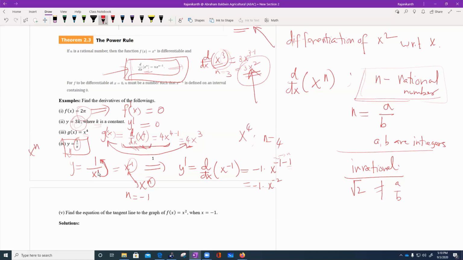So you could leave the answer like that, or if you want, you could move this negative exponent back to the denominator to make it positive. So you could just move negative 2 into the denominator to write the positive 2 for x.